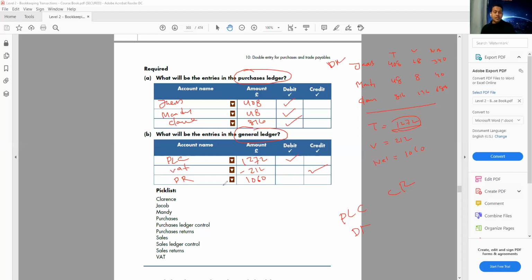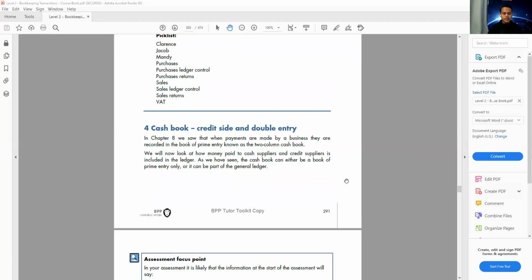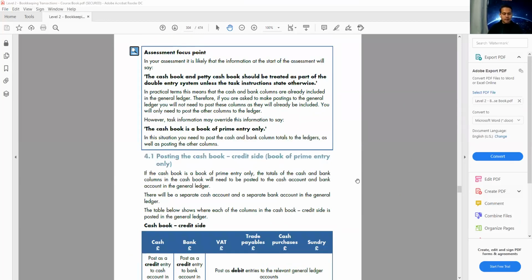Then the purchase return. Purchase is debit, purchase return is always credit. Remember that. Purchase is an expense, that's a debit, so purchase return is always credit. All right, so this is the one from the purchase return day book. Let's move on. Let's have a look at what we have here.